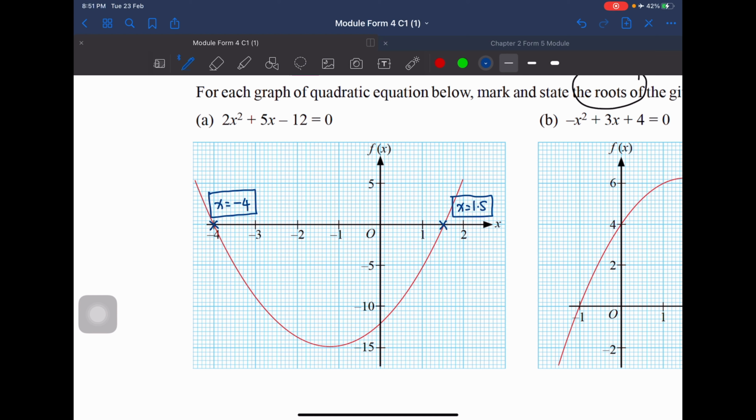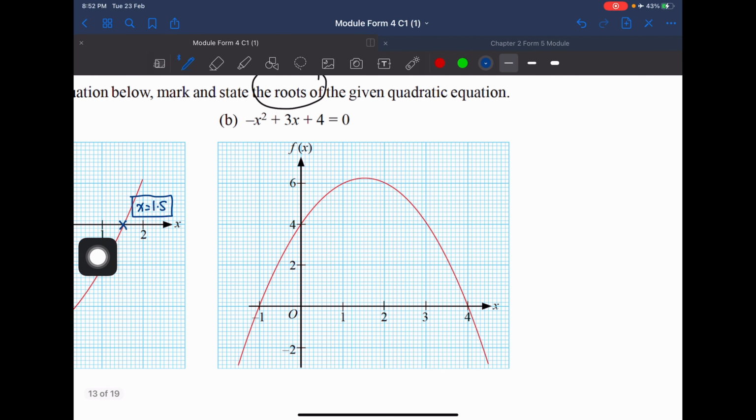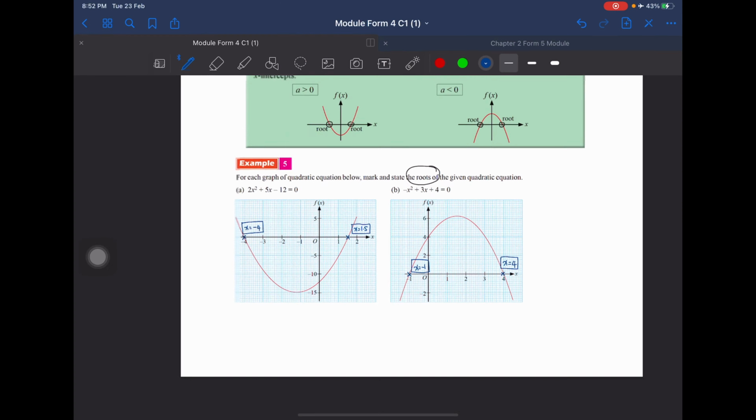Mana-mana yang bersilang pada garis graf ini dengan x-axis kita, so itu adalah roots. So the second graph, graph yang kedua, di sini kita boleh tengok, it cross or intersect at 2 points which are, the first one is x equals to 4 and the second one is x equals to negative 1. So ini adalah dua roots bagi quadratic equation ini. Sorry, quadratic graph.